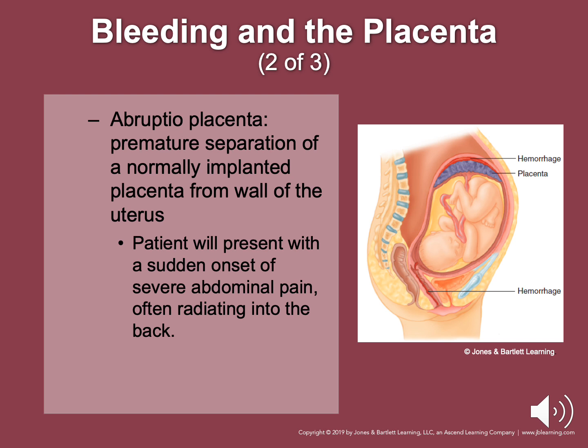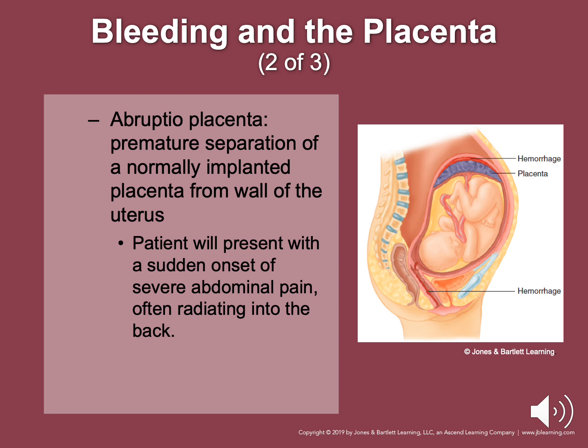Abruptio placenta is premature separation of a normally implanted placenta from the wall of the uterus. Risk factors include hypertension, trauma, drug use, alcohol use, diabetes, and having multiple pregnancies. The patient will present with a sudden onset of severe abdominal pain, often radiating to the back. There will also be decreased fetal movement and decreased fetal heart tones. If the hemorrhaging cannot be controlled after delivery, a hysterectomy may be necessary.